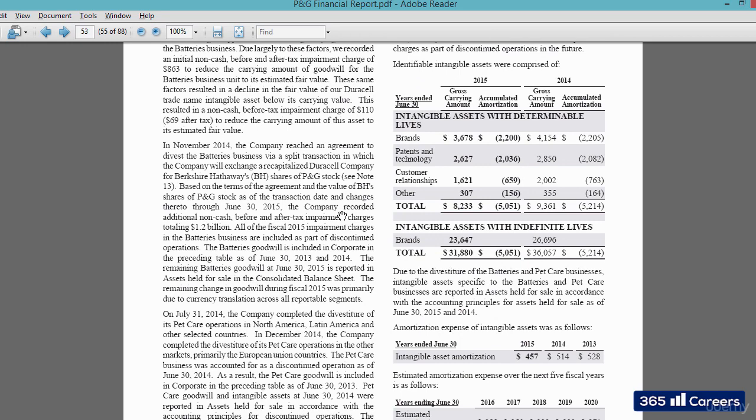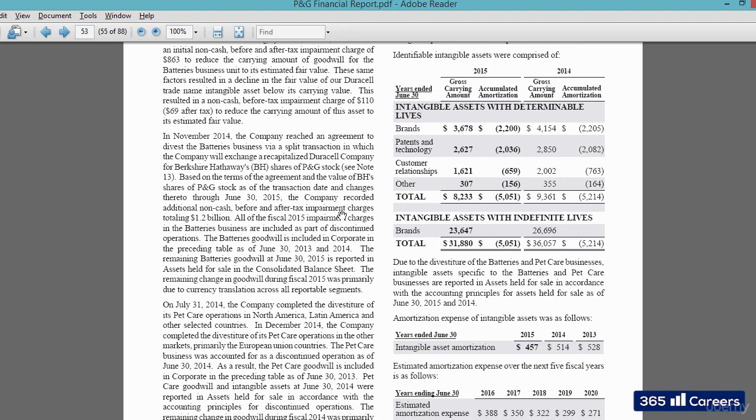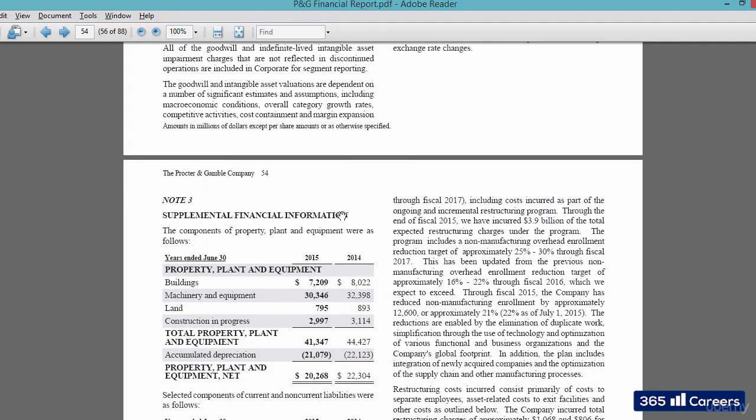A breakdown of intangible assets, showing that they are divided into two categories: intangible assets with determinable lives and intangible assets with indefinite lives. Furthermore, we have an additional breakdown of intangible assets with determinable lives. Such details are available for most of the accounts within the company's income statement and balance sheet. I think that this pretty much covers it.